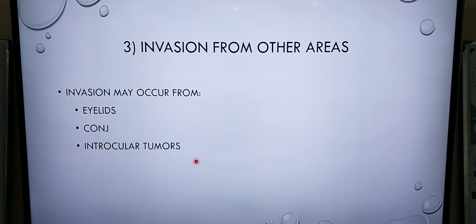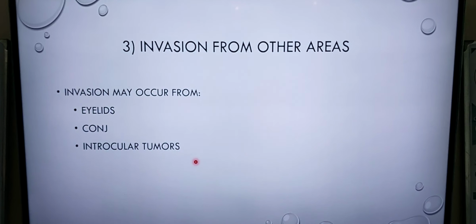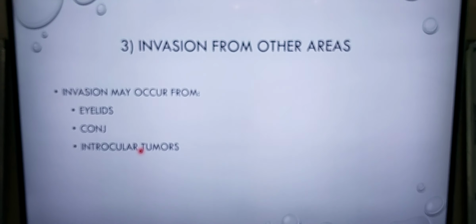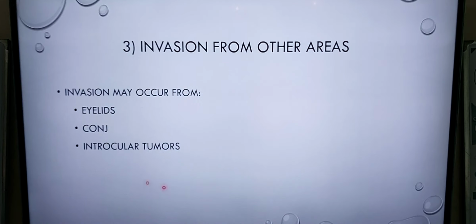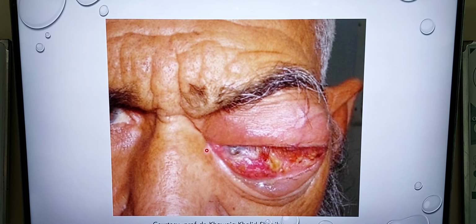Lastly, the invasion into the orbit may occur from the eyelids, like basal or squamous cell carcinoma may involve the orbit. Okay, conjunctival melanoma may involve the orbit, or some intraocular tumors like uveal melanoma or retinoblastoma may involve the orbit as well. This shows a conjunctival melanoma involving the orbit, and this shows a retinoblastoma involving the orbit. Again, this is an adnexal tumor involving the orbit.